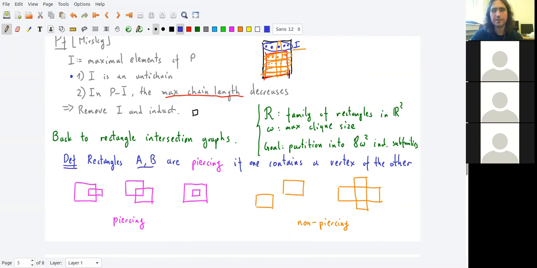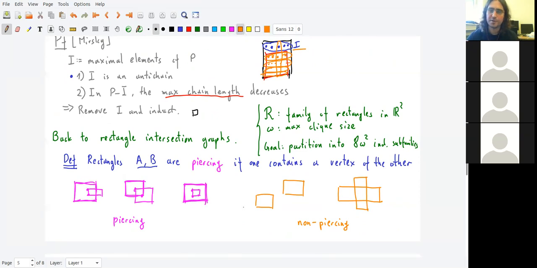Two rectangles I will call piercing each other if one contains a vertex of the other. So for instance, these two rectangles are piercing because this large one contains these two vertices of the other. If they intersect in a regular way, one contains a vertex of the other and vice versa, so they can be piercing in both directions. These two are also piercing because this larger rectangle contains all four vertices of the other.